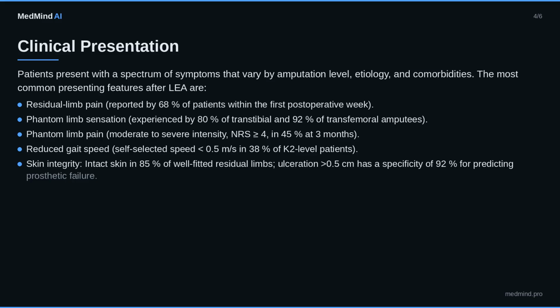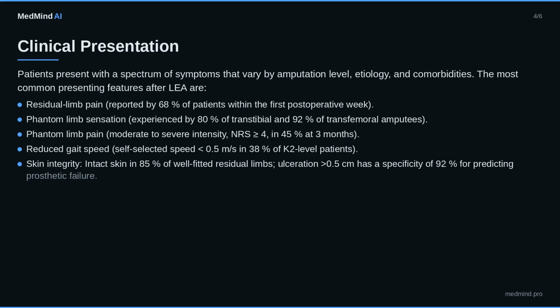Clinical presentation. Patients present with a spectrum of symptoms that vary by amputation level, etiology, and comorbidities. The most common presenting features after LEA are: atypical presentations are frequent in elderly diabetics, who may exhibit silent residual limb ulceration. Sensitivity is approximately 70% for detecting ulceration greater than 0.5 centimeters, and atypical phantom pain patterns, burning versus stabbing. Immunocompromised patients, e.g., post-transplant, may develop early prosthetic-related infection without overt erythema, with a false negative rate of approximately 30% on clinical exam.